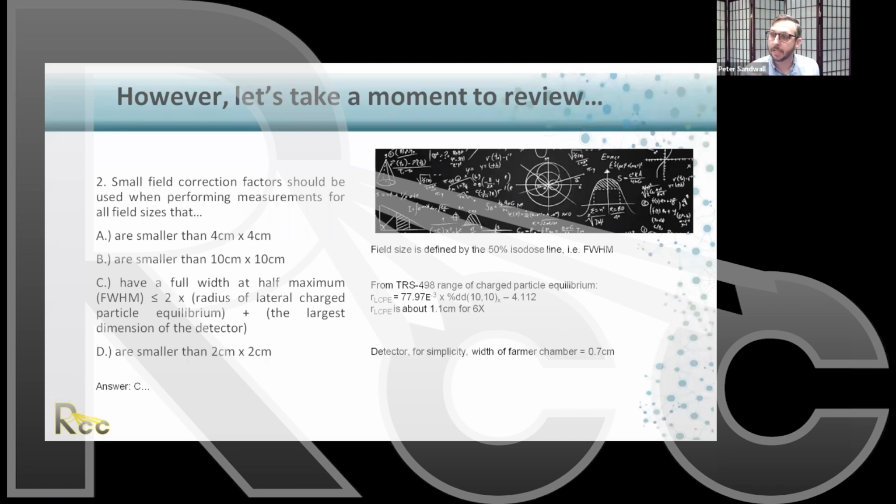Again, this is defined not just by the lateral charged particle equilibrium, but by the detector dimensions. So for simplicity, we're going to use the width of a Farmer chamber. And we'll talk a lot about Farmer chambers because they're my favorite. But the width is a little less than a centimeter, about 0.7 centimeters or 7 millimeters. So we use that equation: full width half max less than or equal to 2 times 1.1 plus 0.7, and you get about 2.9 centimeters. And that's where you'll hear this often quoted value of about 3 by 3. It's for a 6x beam measured with a spherical detector, the width of a Farmer chamber. Now, if you look at the largest dimension of a detector, a Farmer chamber is actually larger than its width. It's longer than that. So that's where you might get that 4 by 4 value with a Farmer chamber. But I just wanted to break down that question and also point you to the TRS 498 if you want to learn more about it, because you'll see that field sizes and detector dimensions are a big part of measurement.